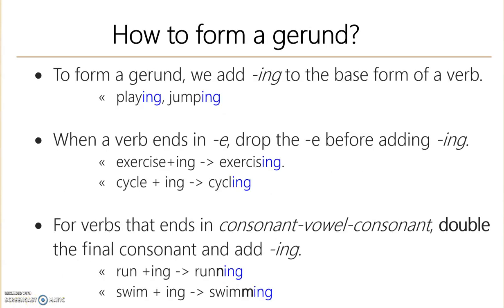How to form a gerund? To form a gerund, we add ing to the base form of a verb. Example, playing, jumping. When a verb ends in e, drop the e before adding ing. Example, exercise plus ing, which makes exercising. Cycle plus ing, cycling. As for verbs that end in consonant, vowel, consonant, you double the final consonant and add ing. Example, run plus ing. We have running. Swim plus ing. We have swimming. Let's look at these examples of gerunds in a sentence.